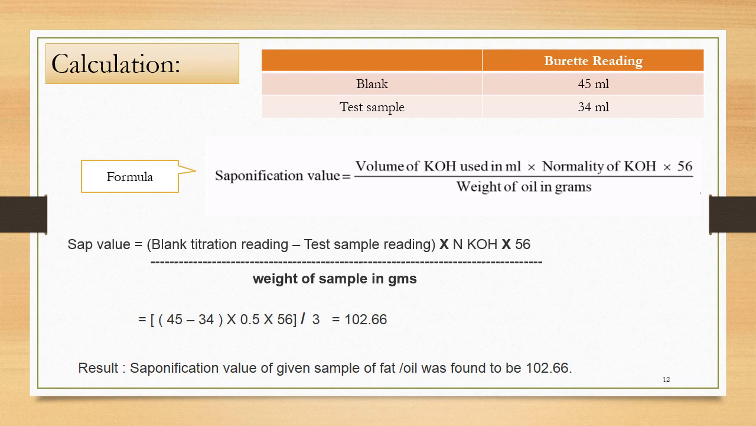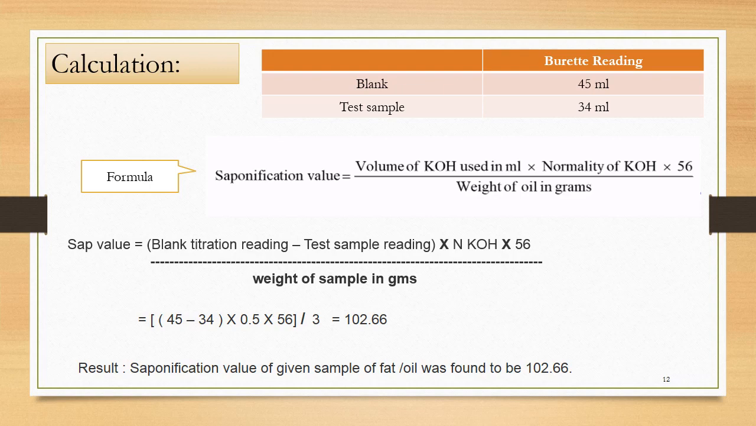So the blank titration reading was 45 minus 34, the test sample reading. What normality of KOH have we used? 0.5 normal, into 56, the molecular weight of KOH, divided by 3, because if you see the procedure, we have taken 3 grams of sample. So here I have written 3. The value which we have obtained is 102.66.